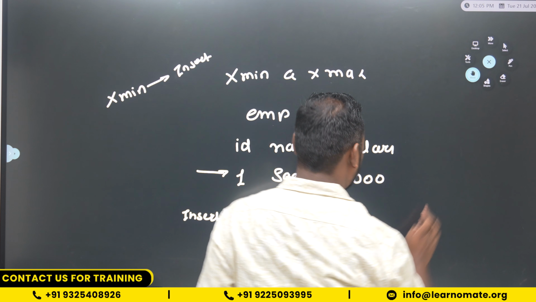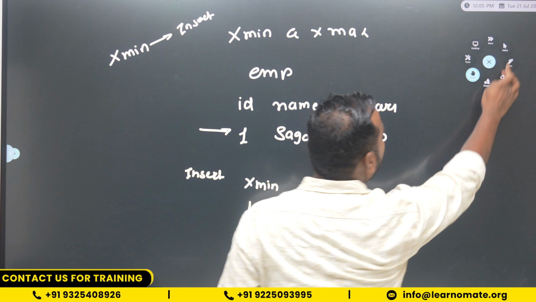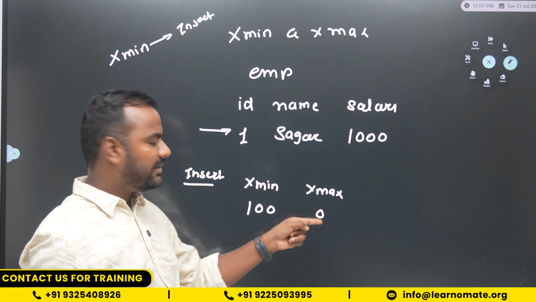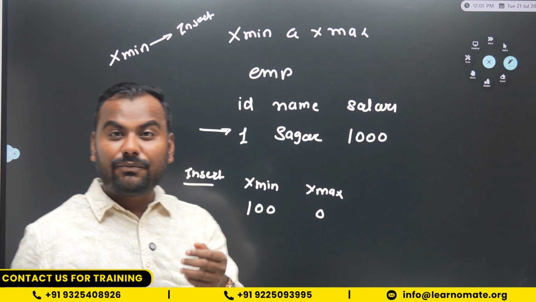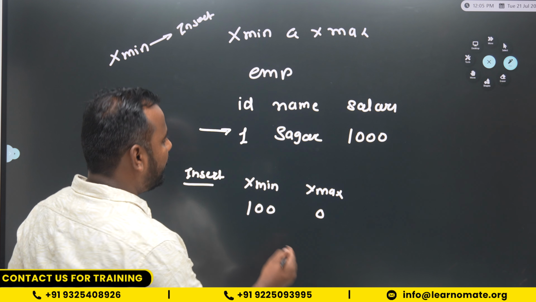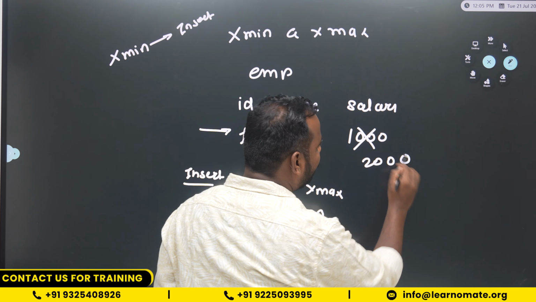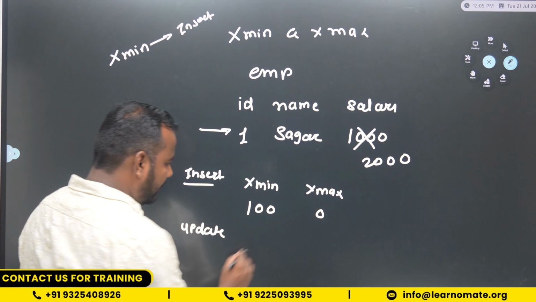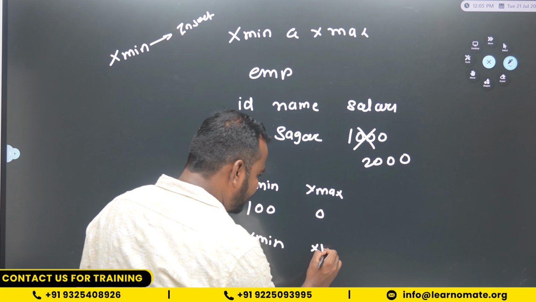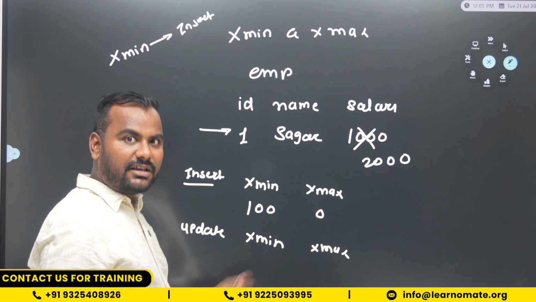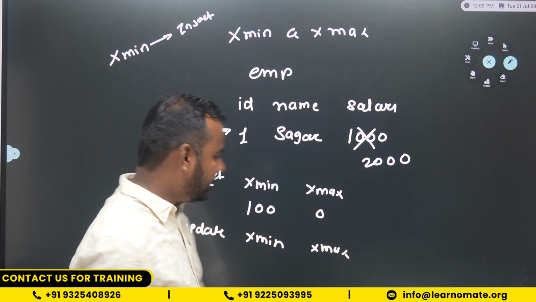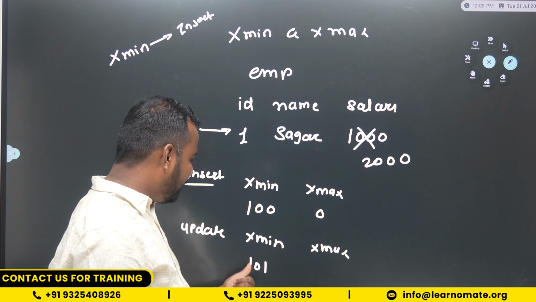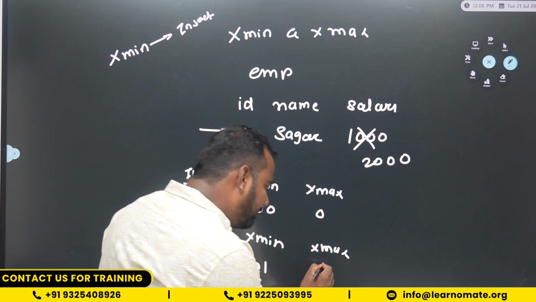Now, what will happen next? Consider a situation that you have inserted a record and you got xmin, which is 100, xmax is 0. Xmax is mainly responsible whenever you are making some changes. Now, what is changes? You try to change the salary from 1000 to 2000. As soon as you do the update statement, this is a new transaction. Insert is a new transaction. Update is a new transaction. So you will get xmin 101. Your xmax will be 0.